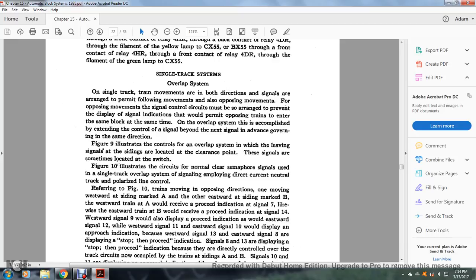Alright, single track systems, overlapping systems. In single track train movements in both directions, signals are arranged to permit following movements and to protect against opposing movements. For opposing movements, the signal control circuits must be arranged to prevent the display of a signal indication that would permit opposing trains to enter the same block at the same time.